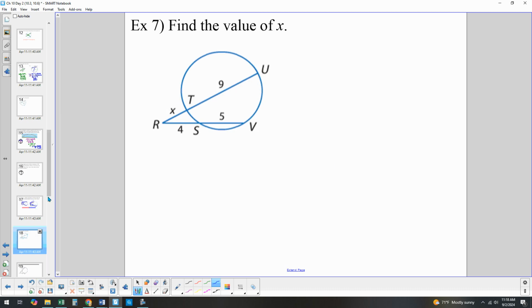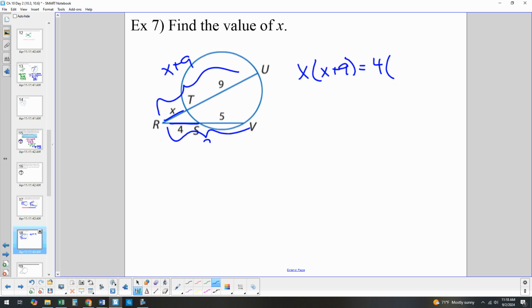So for example 7, the piece that's outside is an x, and this whole segment is x plus 9. On the other side, the piece that's outside is a 4, and the whole segment, 4 plus 5, is 9. So we're going to distribute: x squared plus 9x equals 36. We're not so lucky this time. This is a quadratic. We have an x squared and an x. We are going to have to factor, so let's get it equal to 0.